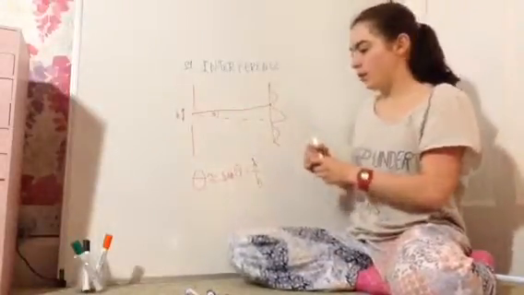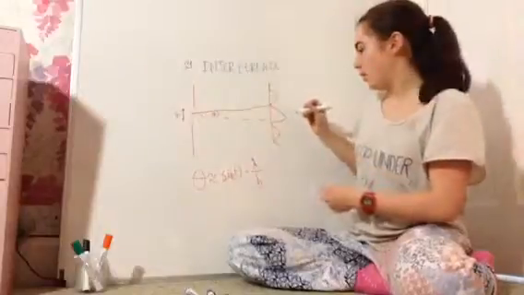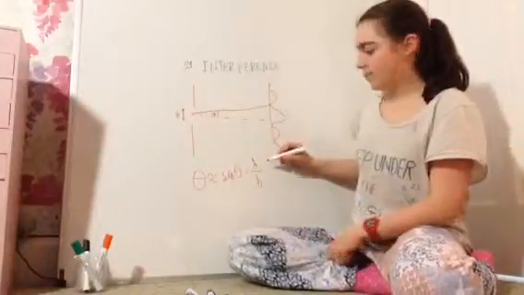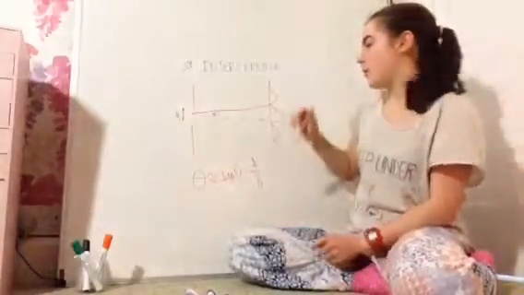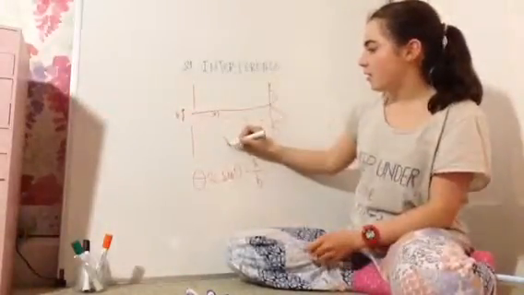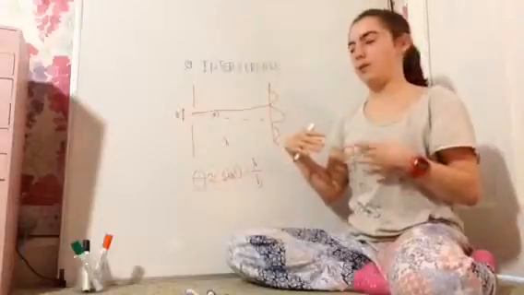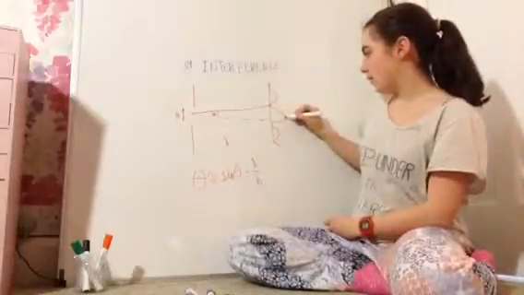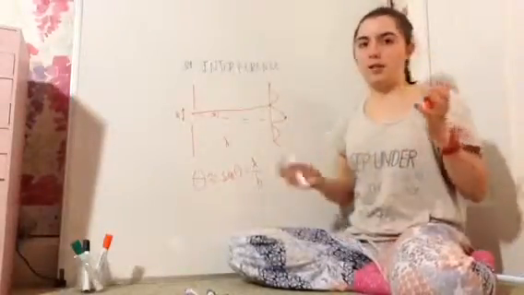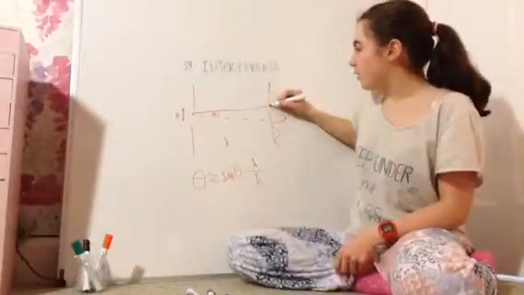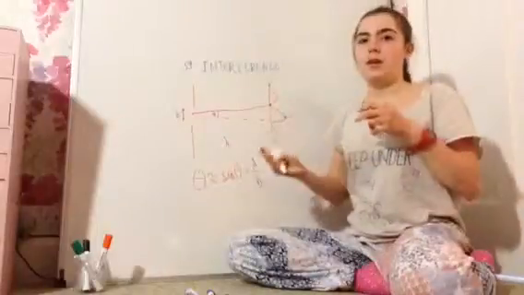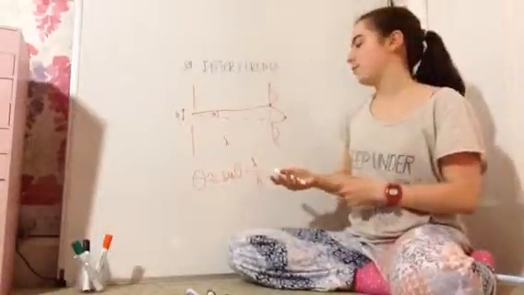And so at the points where the path difference is lambda, then they're going to be in phase, which means that we're going to get constructive interference. And where the path difference is half lambda, then there's going to be destructive interference because it's a half of the wavelength.